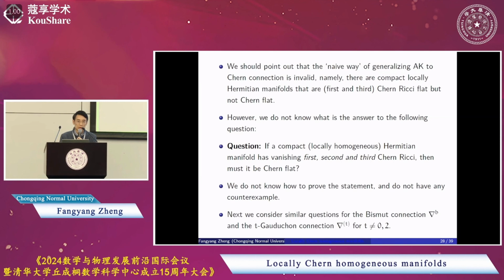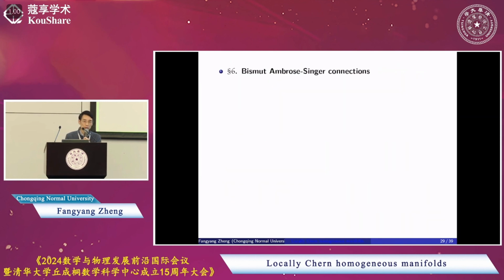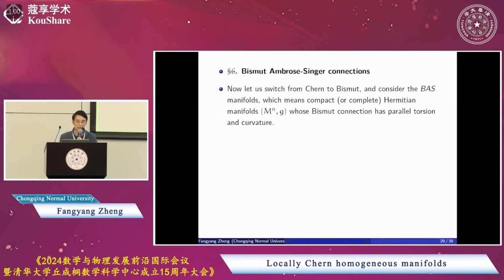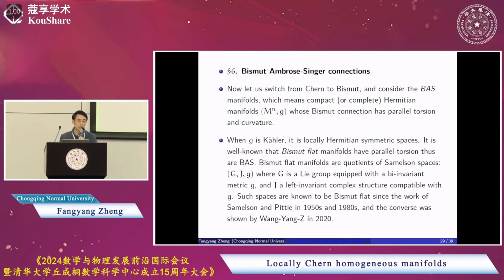So now for Gaussian connection and for Bismuth connection, this question is much more interesting. So far we only have very limited results. We call Bismuth BAS, which basically requires the Bismuth connection to be Ambrose-Singer. Unlike the Chern case, there are examples that are not locally Hermitian symmetric and not Bismuth flat, yet Bismuth Ambrose-Singer. There are lots of such examples starting in dimension 3.